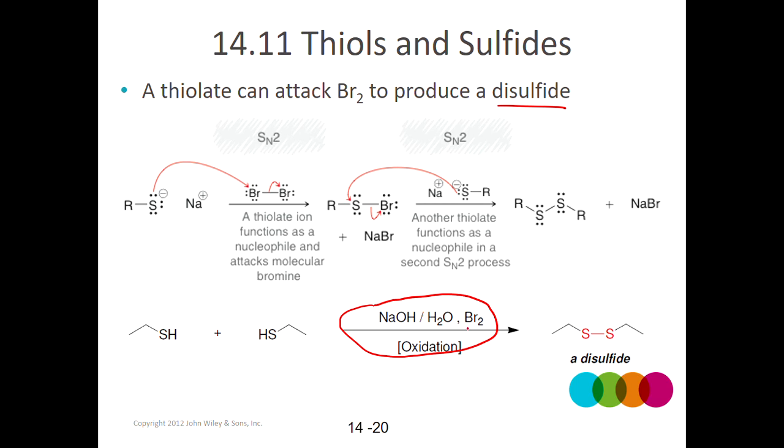And by the way, I made some changes to the formula sheet. I added a bunch of reagents, a list of reagents at the end. So you want to print that out and have that with you on the exams if you want to take advantage of that.